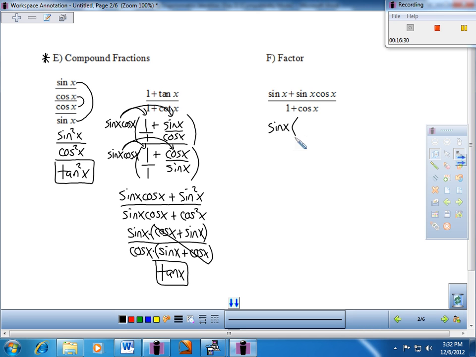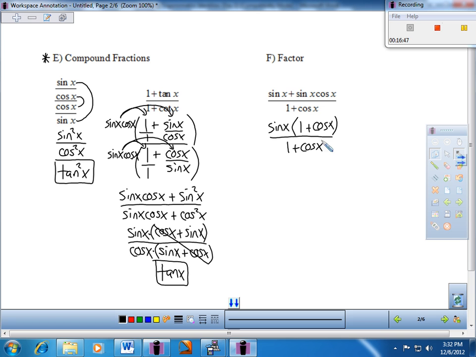And so as a result, we're going to factor out sine. If I factor out sine from here, I'm left with 1. And if I factor out sine from here, I'm left with cosine of x. Down on the bottom, everybody, I just get 1 plus cosine of x.